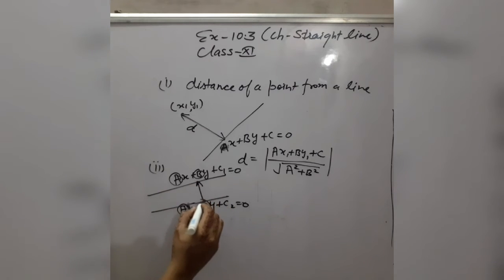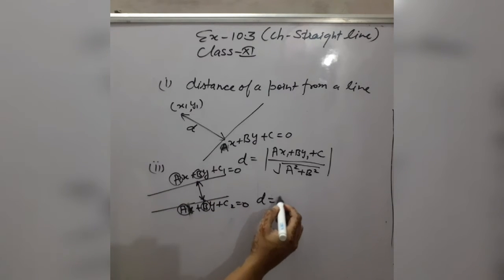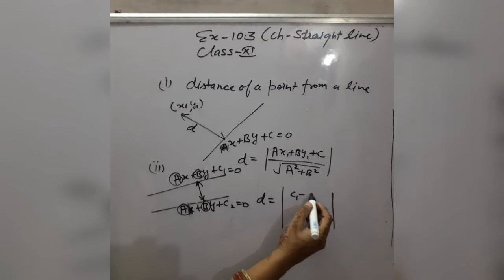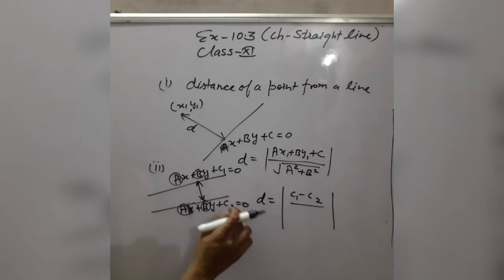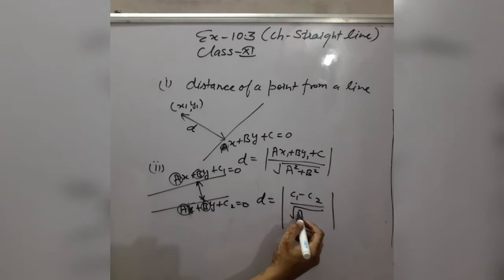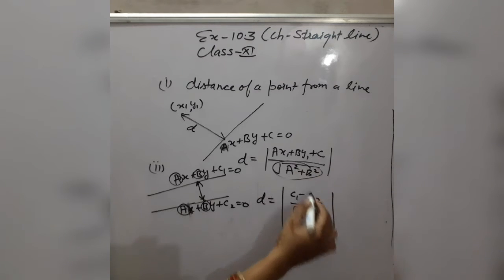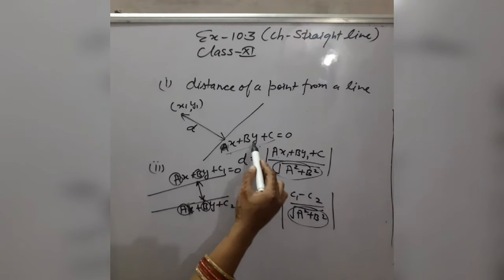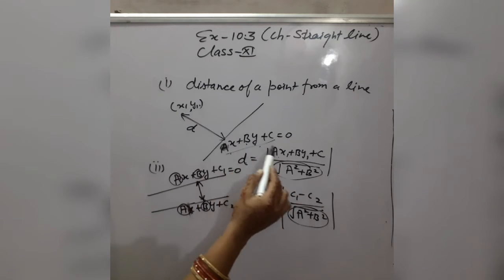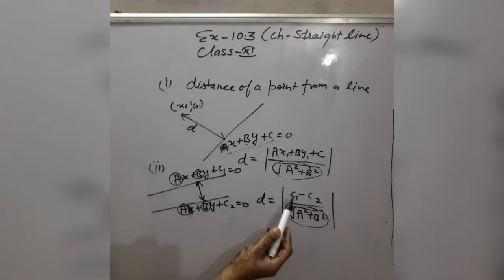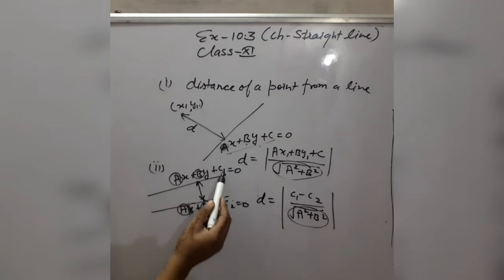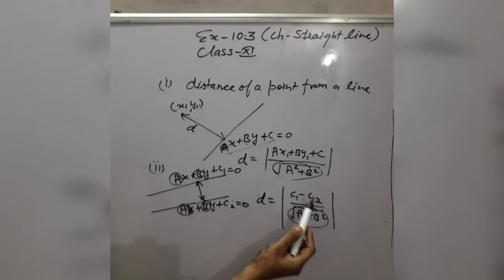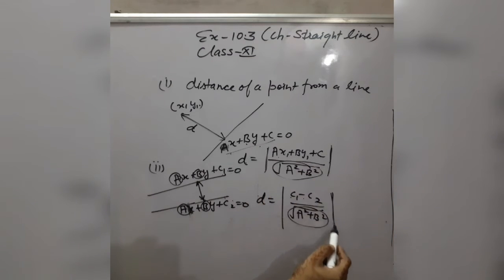So the distance between these two parallel lines, d, is equal to mode of c1 minus c2, meaning the difference of constant terms, divided by the square root of a square plus b square. The denominator is the same in both formulas. In the first formula, in place of x and y in the given equation, you will write down the coordinates of the given point, and in the second formula, in the numerator you will take the difference of constant terms c1 minus c2. In both formulas you will take the mode sign.